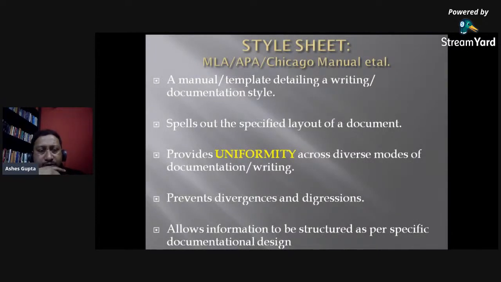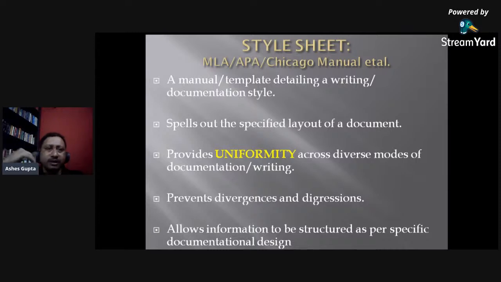One very important ingredient of research writing is the style sheet, and we are familiar with a lot of different modes of style sheets that are available to us. We have the Modern Language Association of America style sheet known as the MLA. We have the American Psychological Association style sheet known as the APA. We have the Chicago Manual, and so many others.